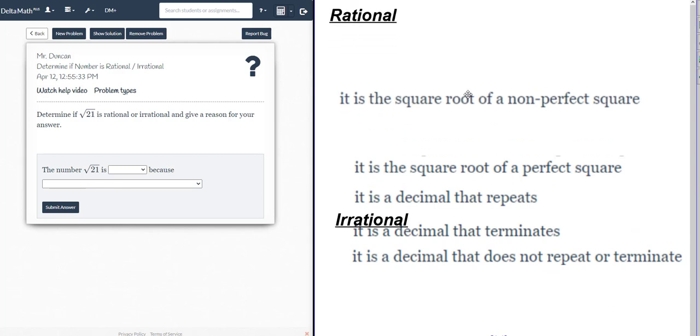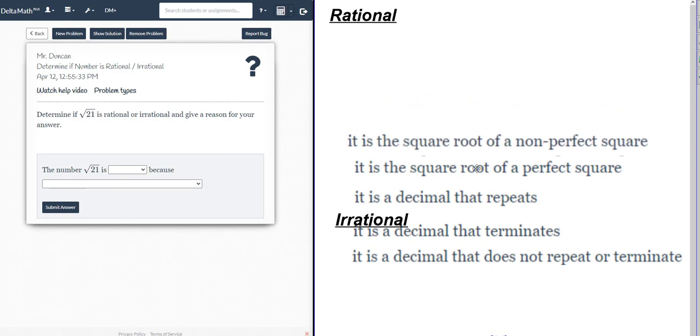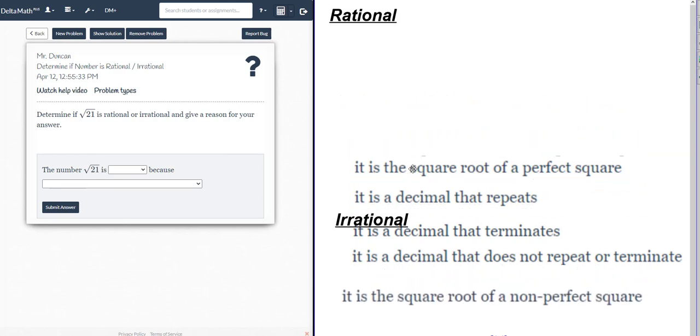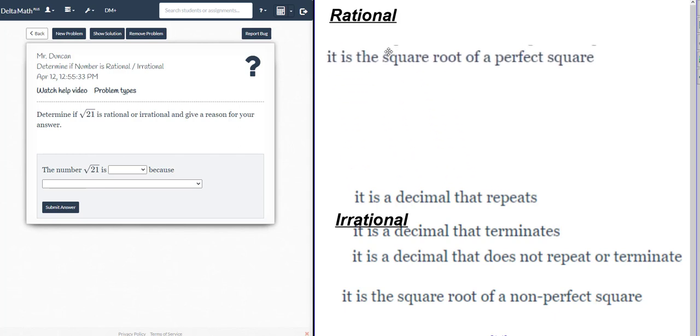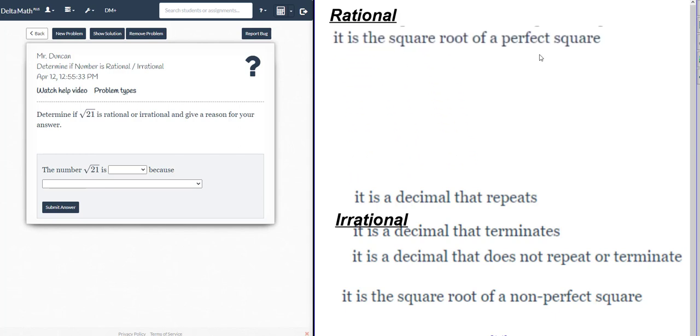Our first statement said is the square root of a non-perfect square. That is irrational, which means if it's rational, it can be a square root, but it has to be a perfect square. An example of a perfect square would be the square root of 9, and the square root of 9 simplifies to just 3. So any number that's a perfect square will simplify to an integer and is considered rational.